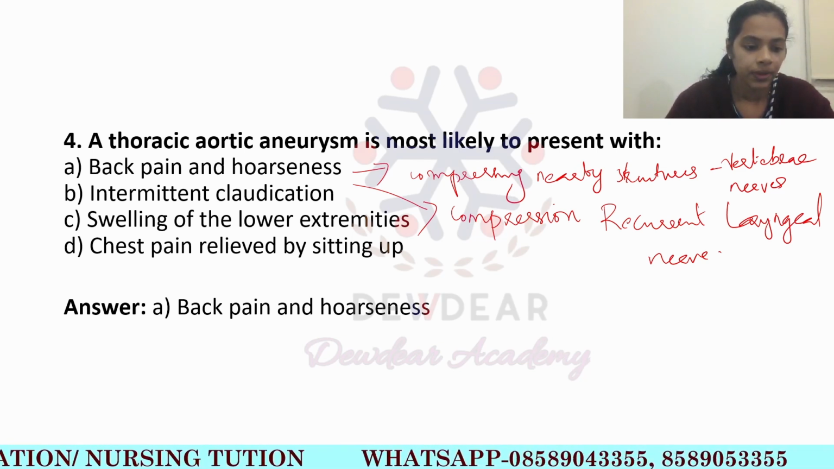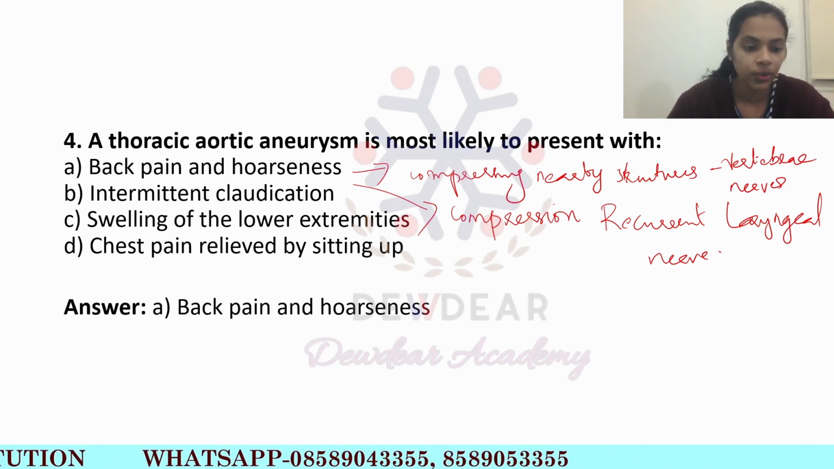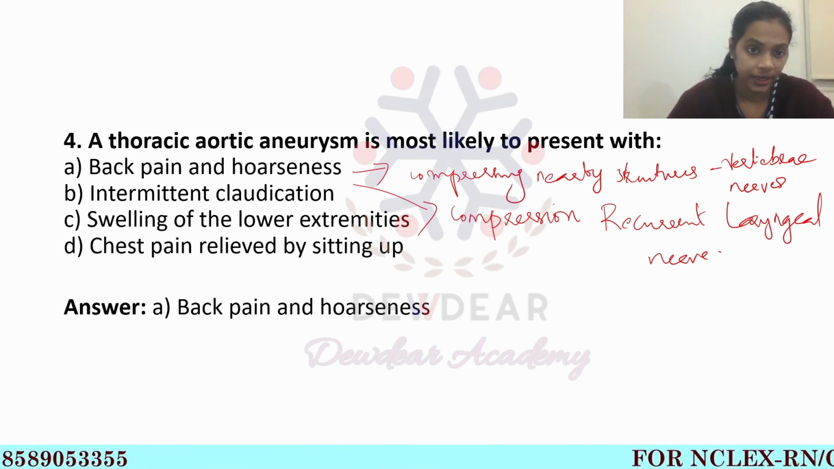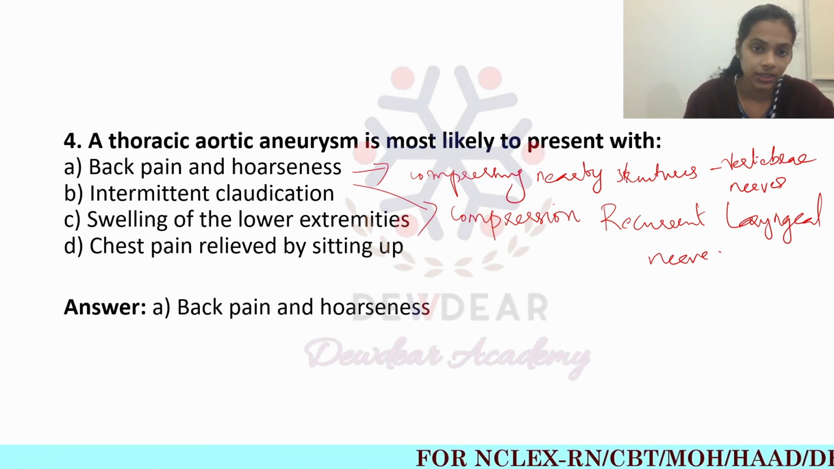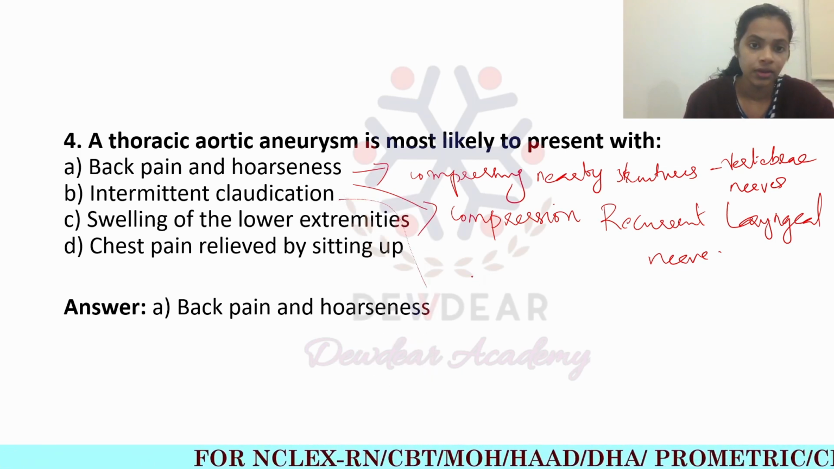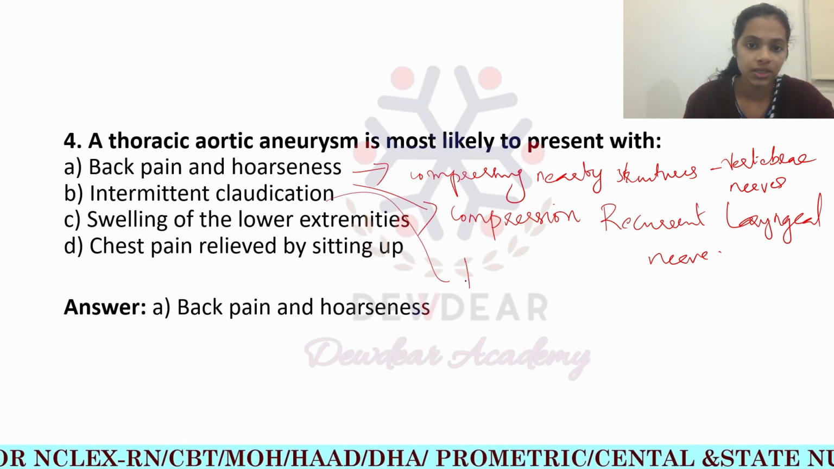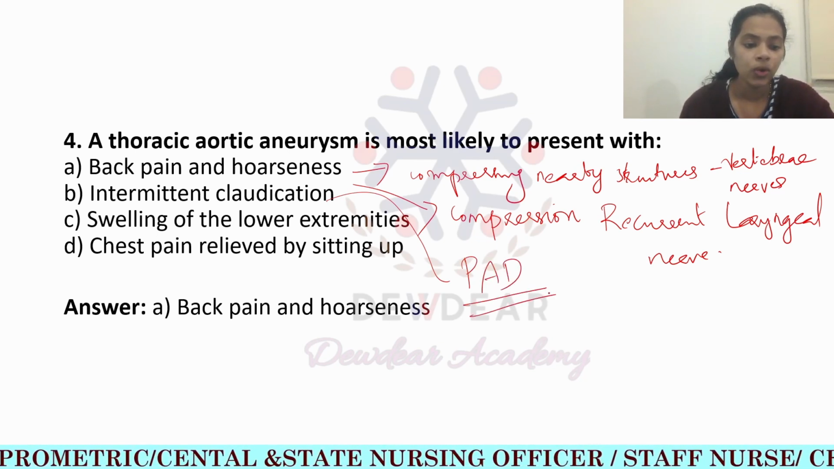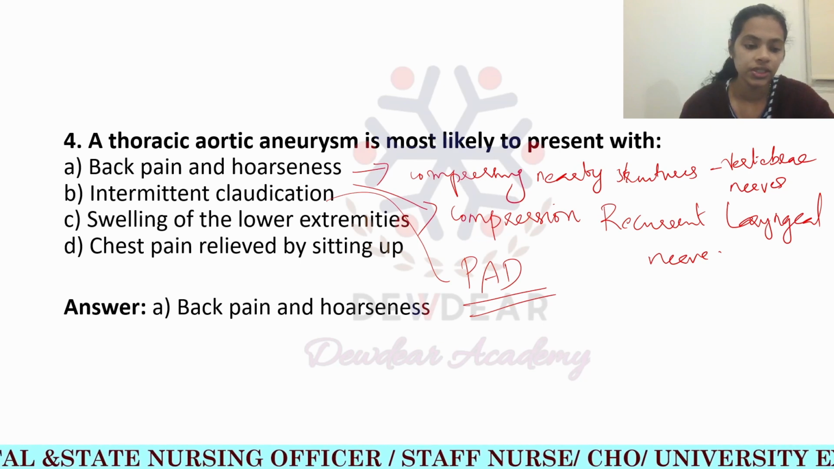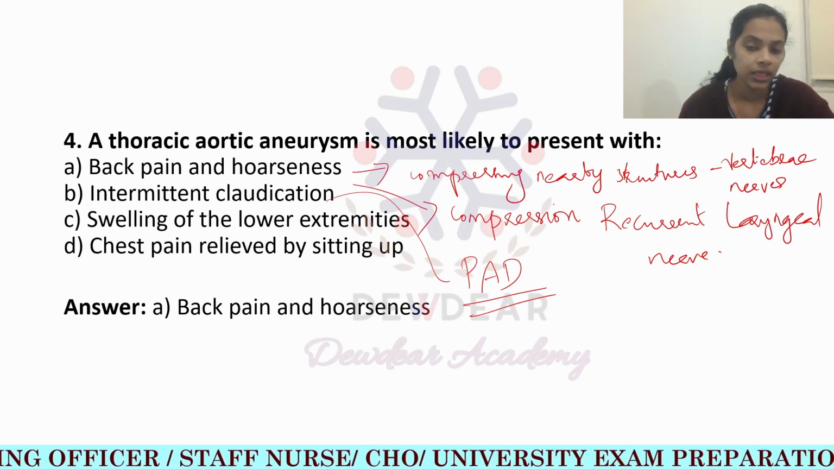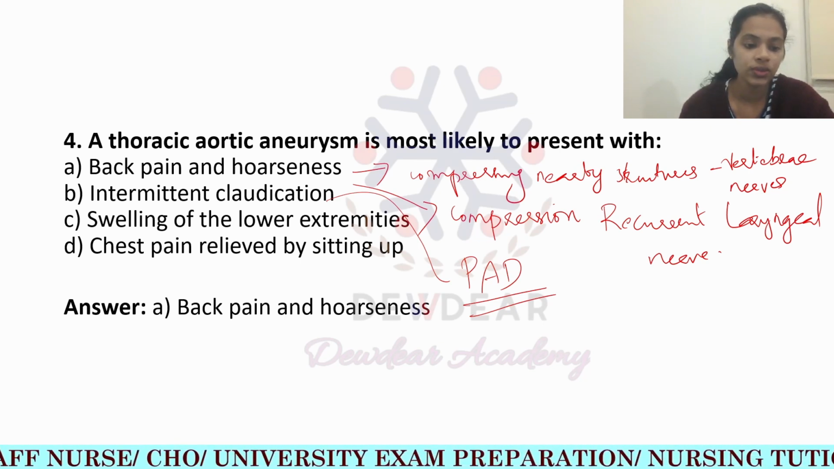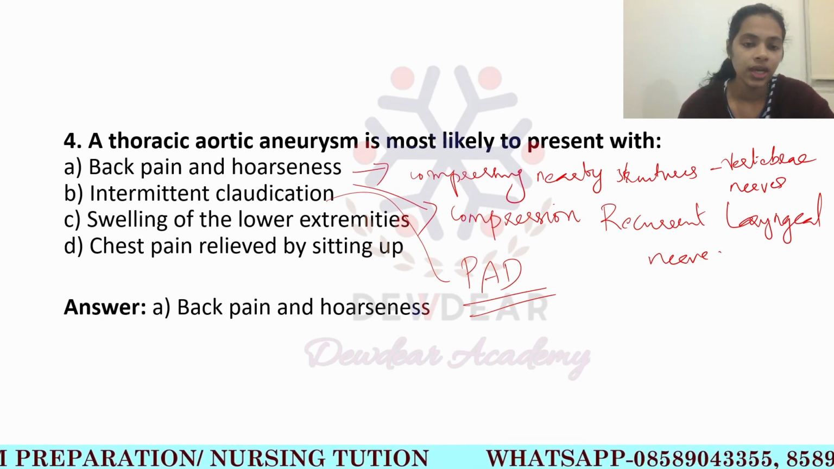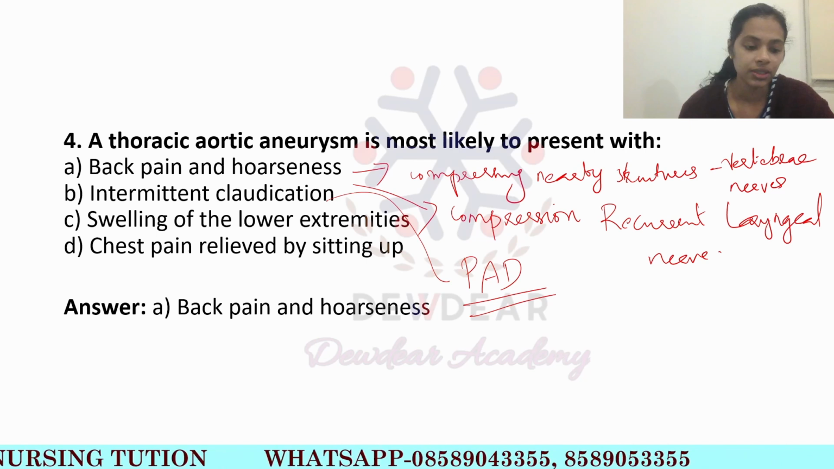Okay. Then the second option is intermittent claudication. This is a symptom of peripheral artery disease, PAD, that is peripheral arterial disease. If the patient has peripheral arterial disease, it will cause pain in the legs during activity due to inadequate blood flow. So this is not associated with thoracic aortic aneurysm.